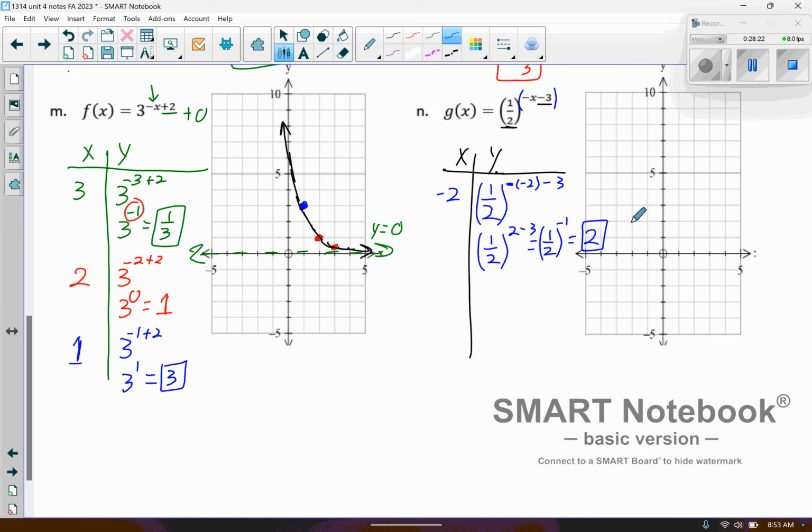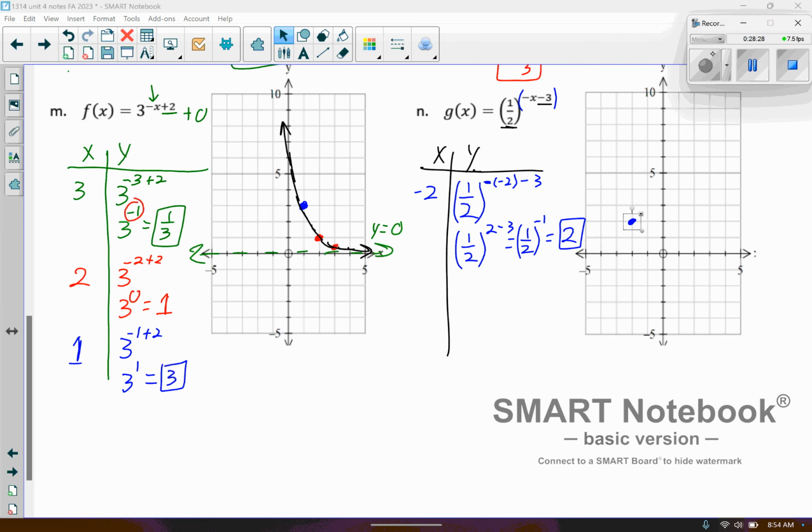-2, I'm at 2. Oh yeah, let me move some stuff around real quick. Okay, I moved this over a little bit so I can have a little bit more space. And then also I need to include that horizontal asymptote right there at y equals 0. Okay, so I plugged in -2, which then double negative became +2. 2 minus 3 is -1.